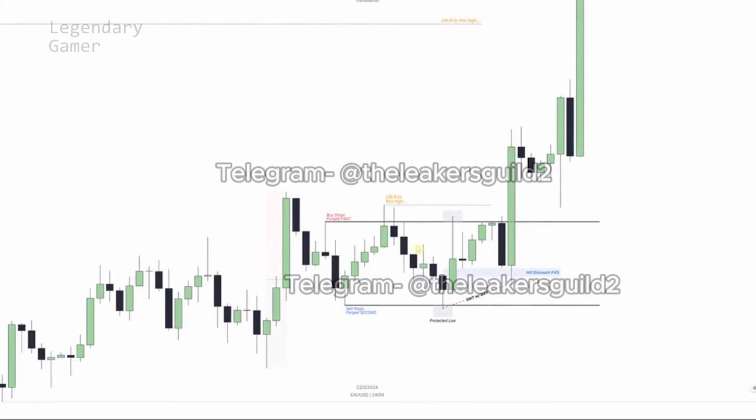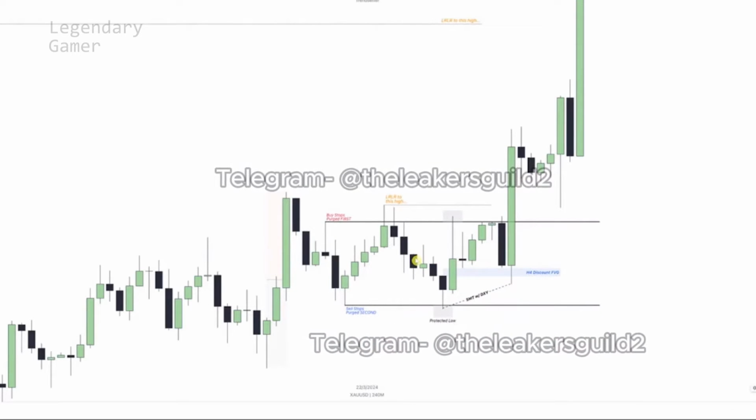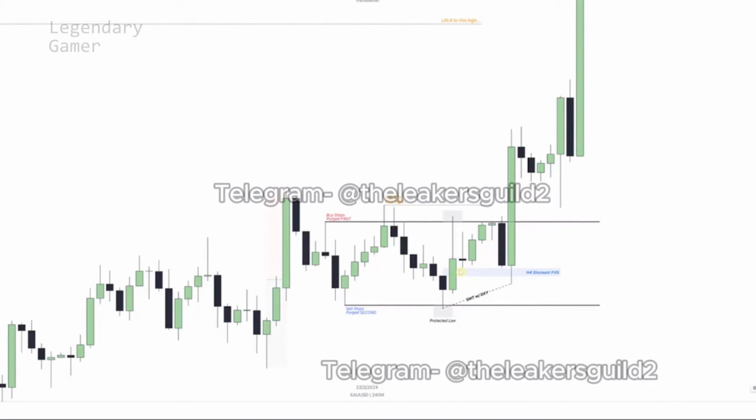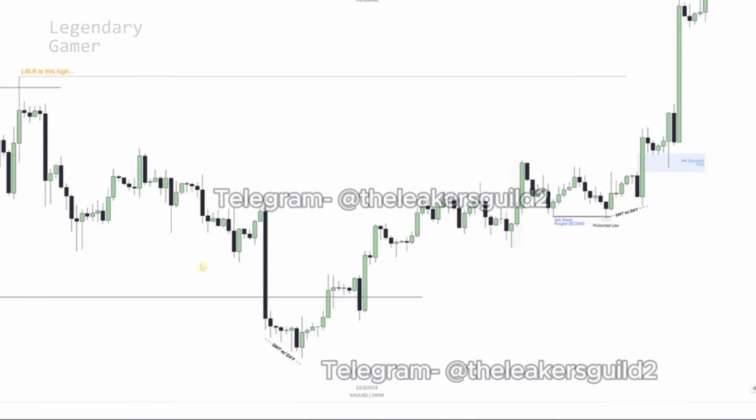So where does the opportunity lie? We always want to be a buyer in discount, right? And we can actually see a 4-hour discount fair value gap here, which is a perfect area to take a long from. So now let's zoom out a little bit so we can clearly see the sell side of the curve and the buy side of the curve.